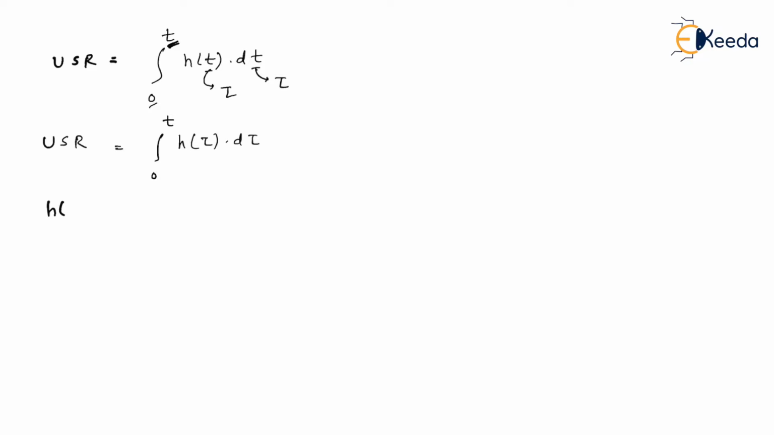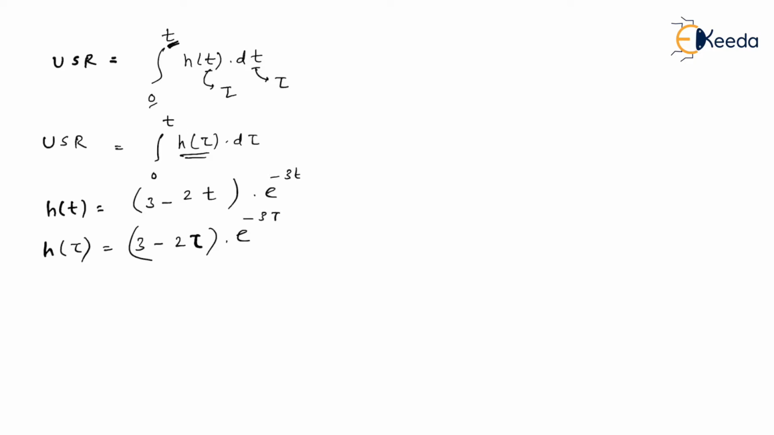Now, what is given to me is h of t. And what is h of t? H of t is 3 minus e to the power minus 2t times e to the power minus 3t. I guess this is wrong. Let me just correct my h of t. So the correct h of t is, we have 2t here. Yes, I have corrected it. So what I want is h of tau. Very simple. How to write h of tau? Just replace t with tau. It becomes 3 minus 2 tau times e to the power minus 3 tau.